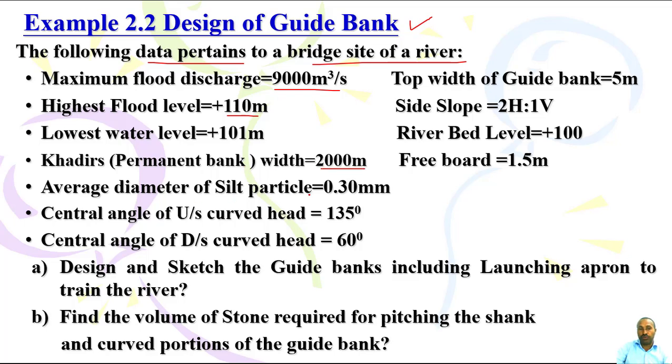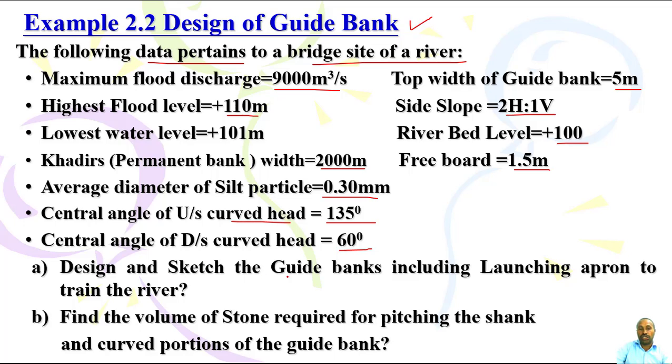And average diameter of silt particle given. And also top width of the guide bank will be kept at 5 meter. Side slope 2 horizontal to 1 vertical. River bed level you have 100. And freeboard 1.5. This is just, we can assume more than 1. And the central angle of upstream curved head will be 135 degree. And central angle of downstream curved head you have 60 degree.